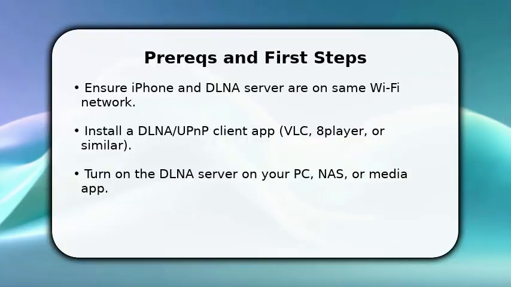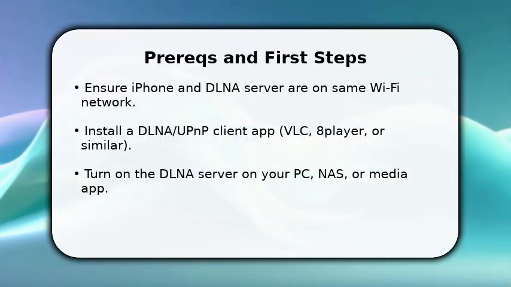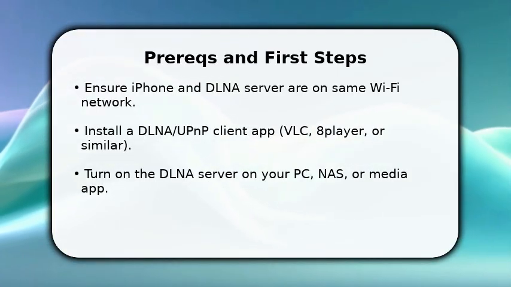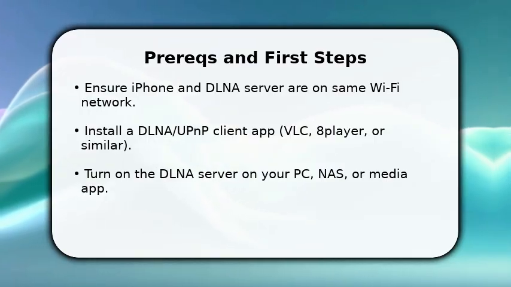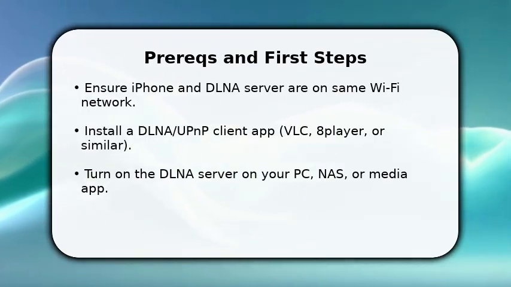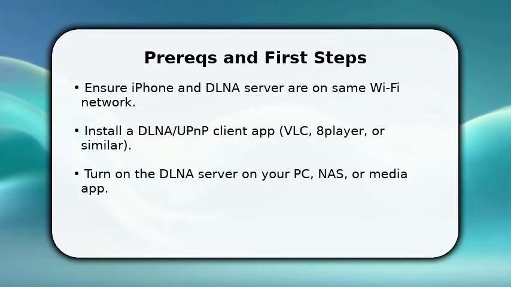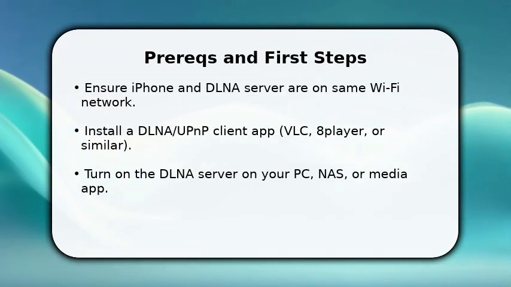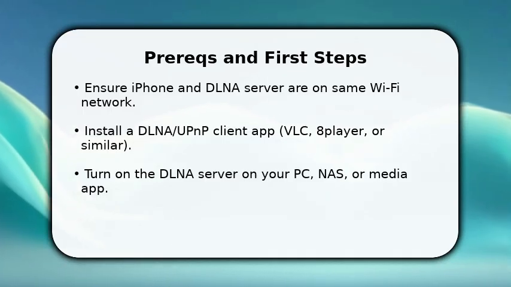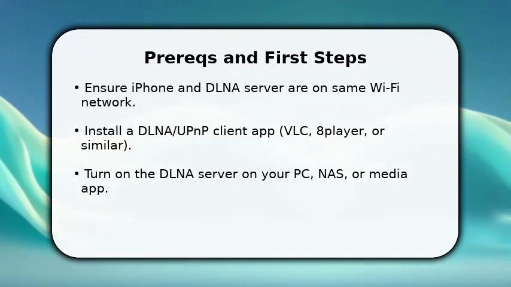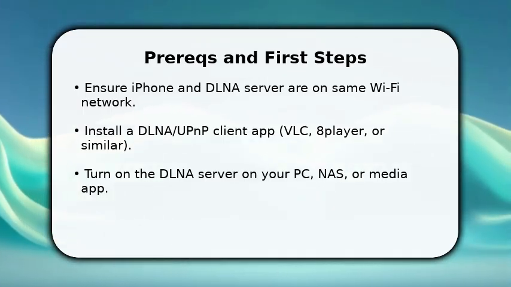You start by preparing the network and apps. Make sure your iPhone and the DLNA server device share the same Wi-Fi. Without that, discovery fails. Once done, install a reliable DLNA/UPnP client app like VLC or 8Player from the App Store. Then enable the DLNA server on the source device, PC, NAS, or Media Server app, so the phone can see its libraries. This is the only practical route.